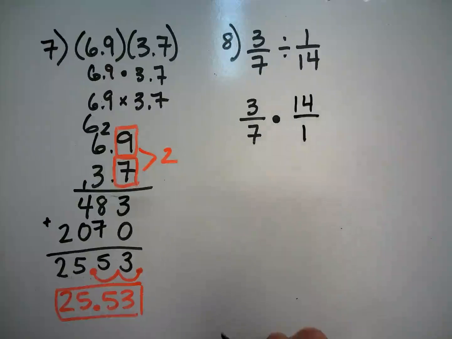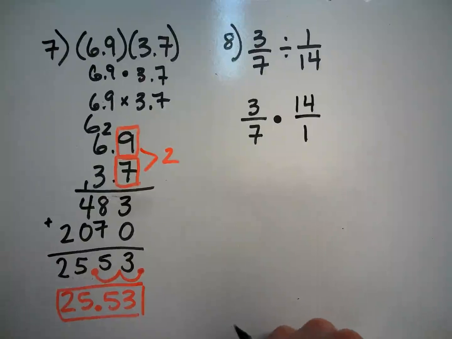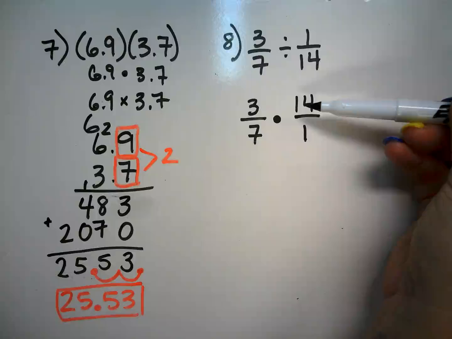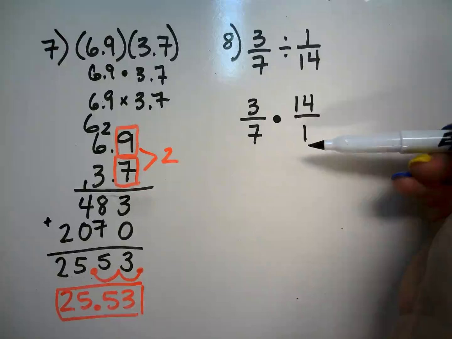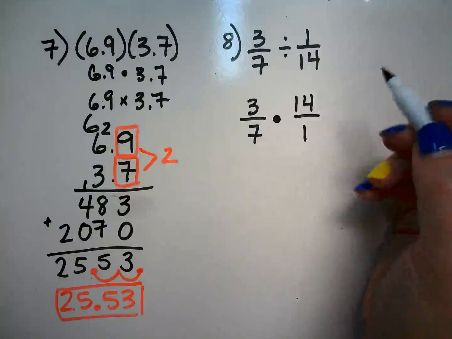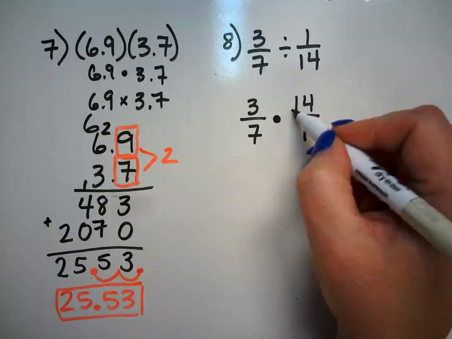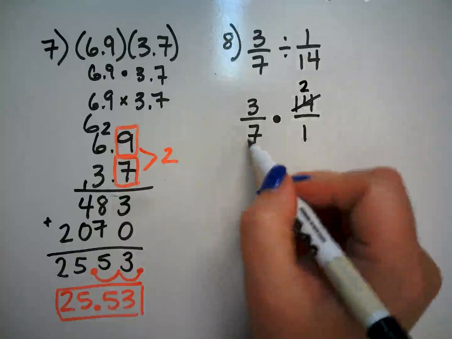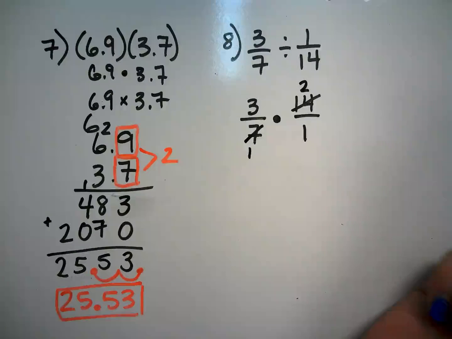Okay? Once we do that, we're going to look top to bottom to see if we have any common factors. So we're going to look at numbers in the top that might share a factor with a number in the bottom. And 14 and 7 share a factor of 7. So we're going to divide by 7 on both of those. When I divide 14 by 7, I get 2. When I divide 7 by 7, I get 1.